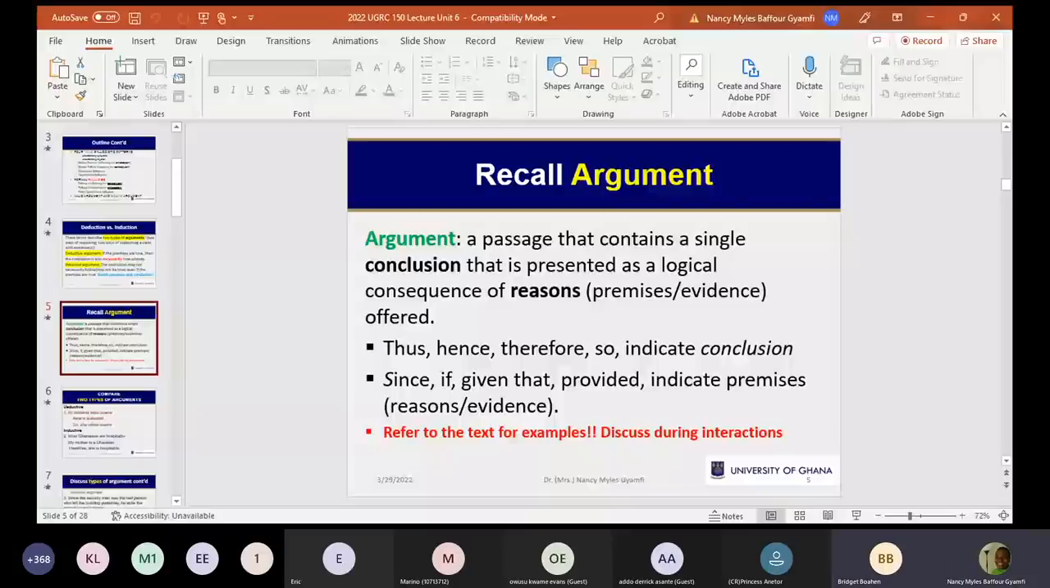Recall arguments. Arguments: a passage that contains a single conclusion that is presented as a logical consequence of reasons, that is, premises or evidence for it. Thus, hence, therefore, so, indicate a conclusion. Since, if, given that, provided, indicate premises or reasons or evidence. Refer to the text, for example, that plenty in your textbook, you should reference.